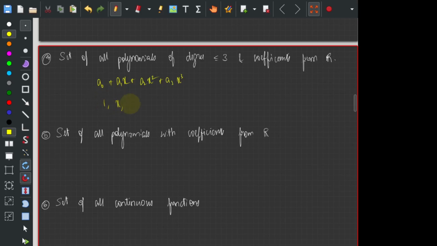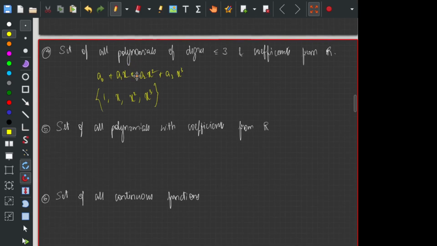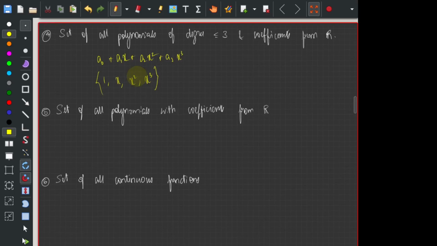Right, so 1, x, x squared, x cubed. These are elements from the set of polynomials. We treat them as vectors. But of course, we can verify that this set satisfies all the 7 properties of a vector space. Right? Good. What about the set of all possible polynomials with coefficients from R?